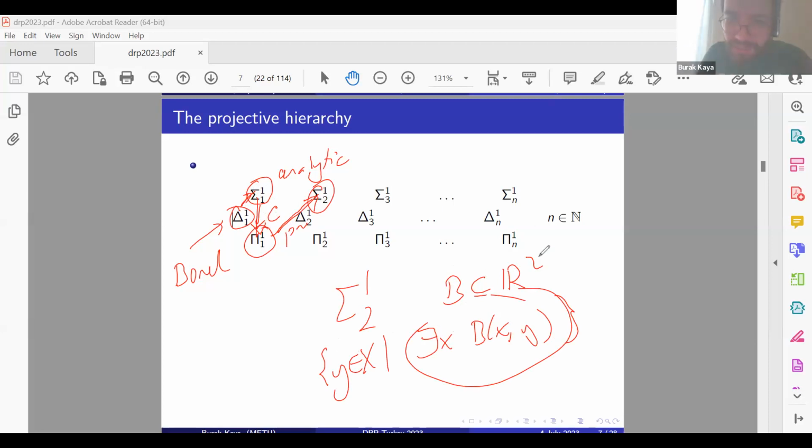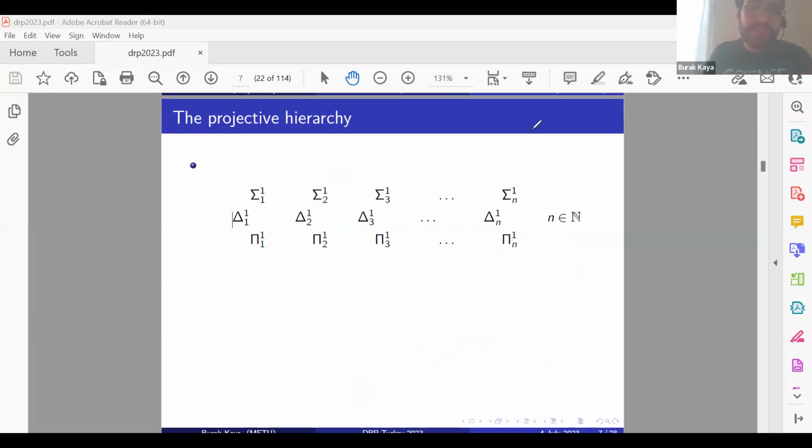Oh, I need to project this again. So I need to start with 3 dimensions. Start with the Borel set in 3 dimensions. Project this, you're in 2 dimensions now. Take the complement. Project this, you're in 1 dimension. Now you get what's known as a sigma 1,2 set. So you start with Borel sets, projection, complementation, projection, complementation, projection, complementation, okay? So you have one more operation. These are called projective sets.